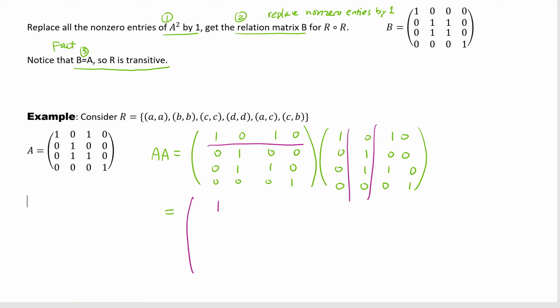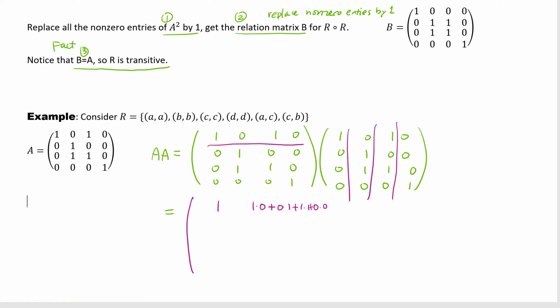1 times 0 is 0. 0 times 1 is 0. Let me put it down here. So 1 times 0 plus 0 times 1, and then we have 1 times 1, and then we have 0 times 0. If you like, you can put down all those details.